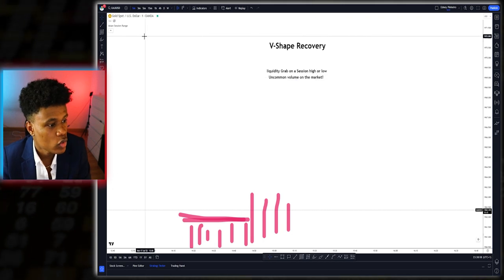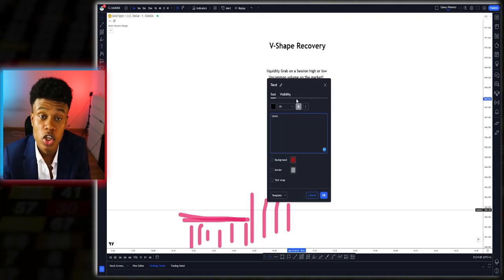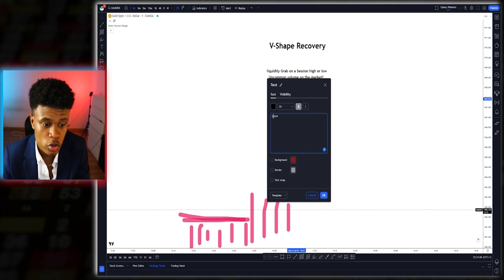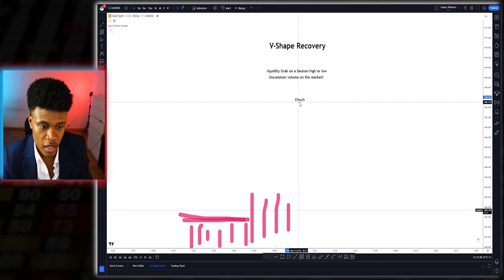After all of this, we need to see what? We need to see a change of character. So with change of character, we have the entry trigger, we need to take the entry, right? We have the signal, okay, it's time now to place your order. It's time now to risk. It's time now to enter on the market, okay?